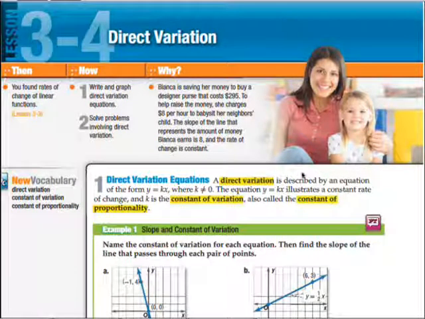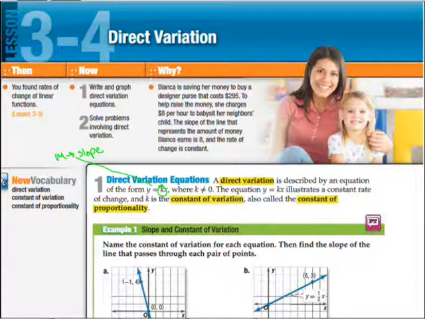Okay, a direct variation is described by an equation of the form y equals kx. Now, why they use k and not m, I'm not sure, but this k right here is m. It's just like slope. Okay, that is the slope. Just kidding, I do know why they used k, but it's because it's the constant rate of change, and constant starts with a k sound, so there's your k.